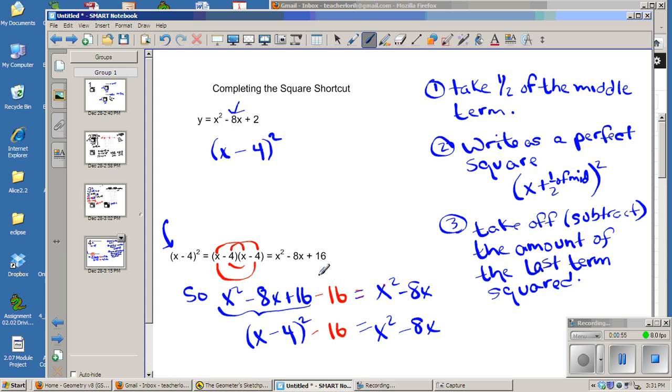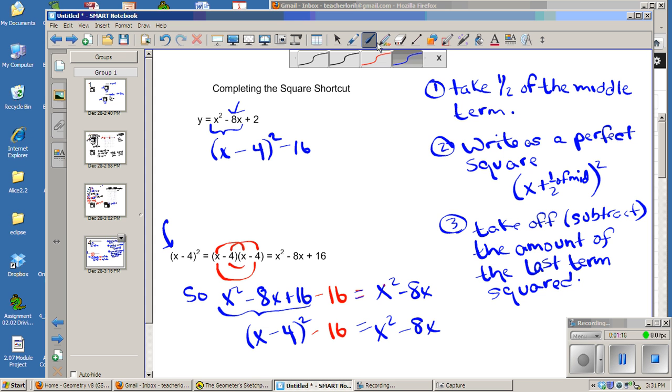So I have to take off 16 in order to make it really equal x squared minus 8x, which is what I want it to equal, x squared minus 8x. So I have to take off that 16, because x minus 4 squared minus 16 is the same thing as x squared minus 8x, saying the same thing.